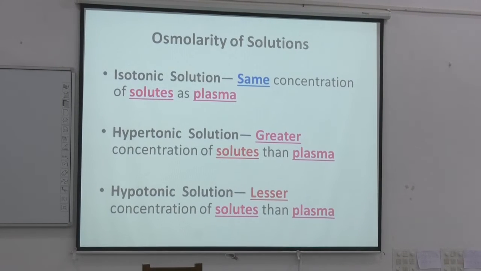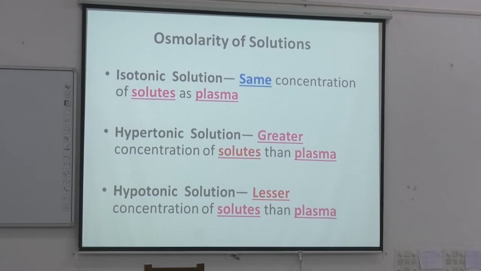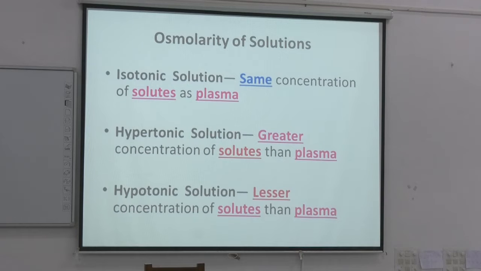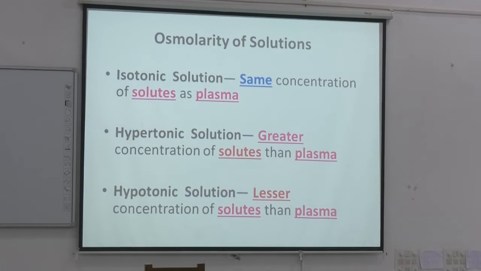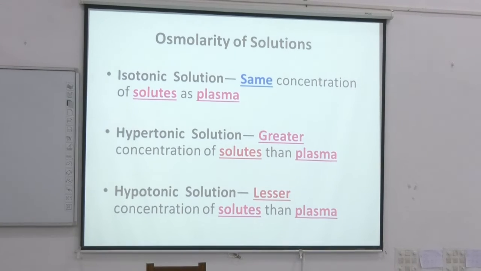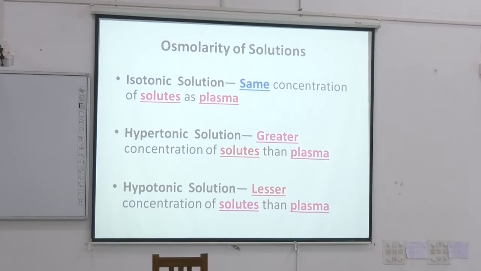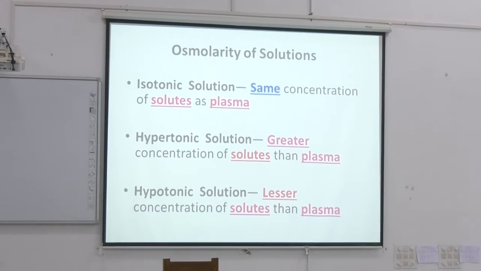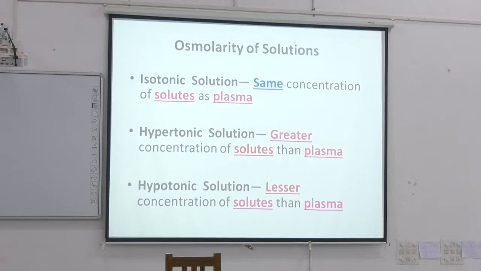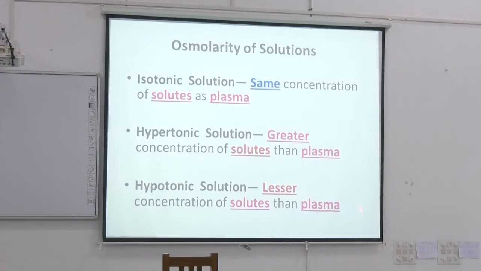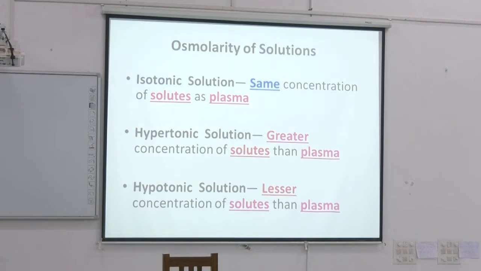5 marks. The question that came in the exam, it comes from this. Okay. Isotonic solution, same concentration of solutes as plasma. Hypertonic solution, greater concentration of solutes than plasma. Hypotonic solution, lesser concentration of solutes than plasma. It is correlated with the plasma.